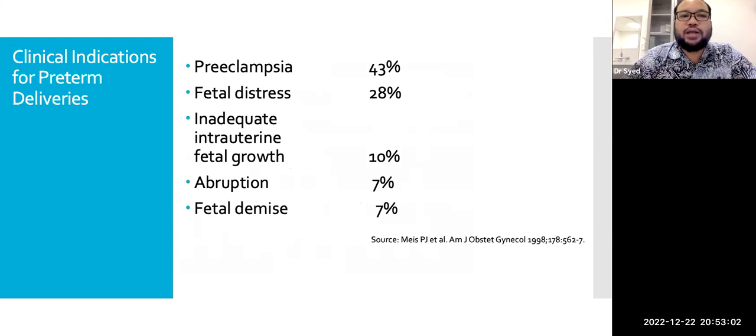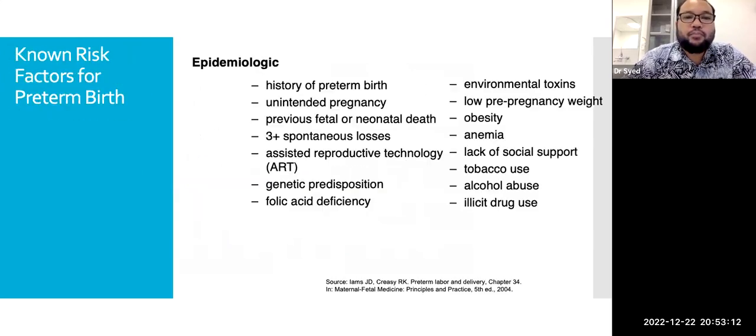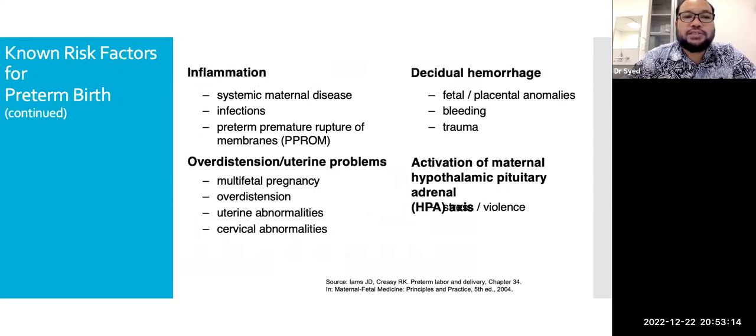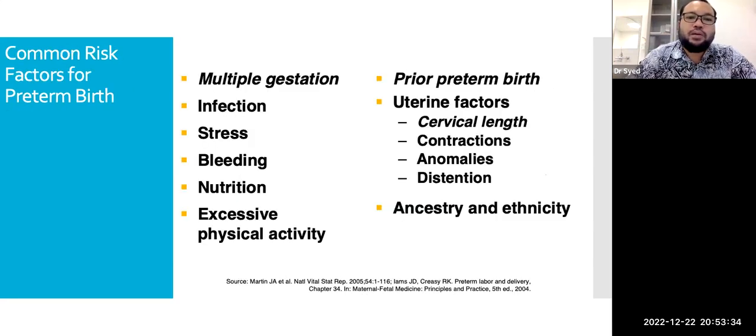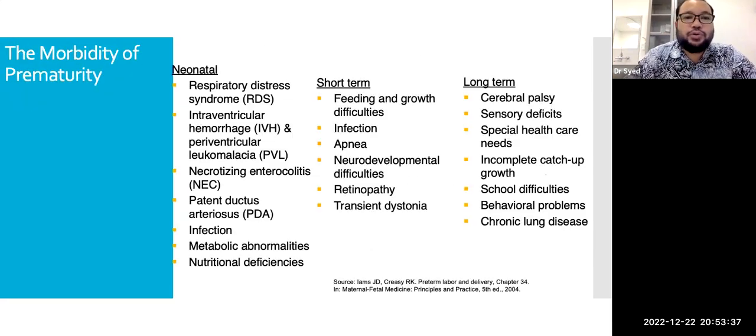Okay, next. What are the causes for premature deliveries? Preeclampsia, fetal distress, IUGR, abruption placenta, or fetal demise. Okay, let's go a bit faster. Known risk factor for premature birth. System for mother yang inflammatory problem or over distension of the uterus such as in multiple pregnancy, polyhydramnios, uterine abnormalities, cervical abnormalities, and so forth. Okay, we'll not go there.